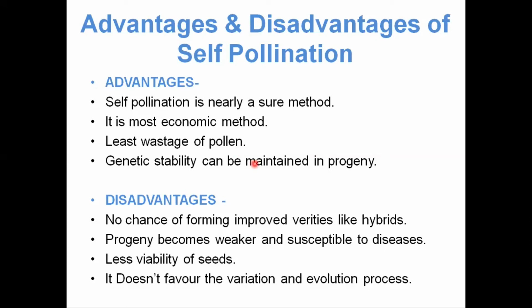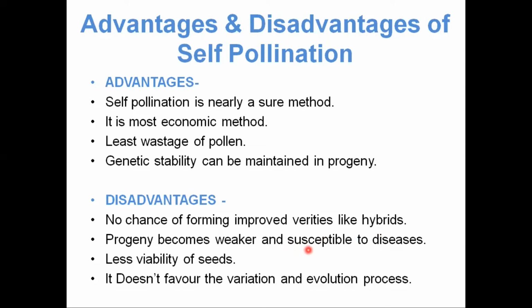Genetic stability can be maintained in the progeny. Genetic stability, genetic purity, there is no contamination of the seeds. So it is maintained in the progeny and we will get a homogeneous progeny here. Now, disadvantages: no chance of forming improved varieties like hybrids, means undesirable characters can neither be eliminated nor can desirable characters be introduced in the offspring. We cannot eliminate the undesirable characters and we cannot introduce the desirable characters.